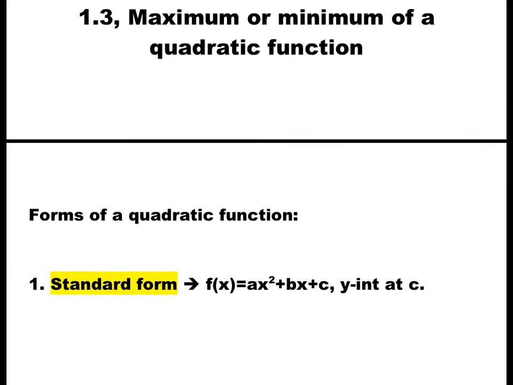Today we are going to talk about the maximum or minimum of a quadratic function. To refresh your memory, a quadratic function can be written in three different forms. The first one is the standard form, which is in the form of ax squared plus bx plus c. Now the advantage of using standard form is the y-intercept, which is the constant c here.